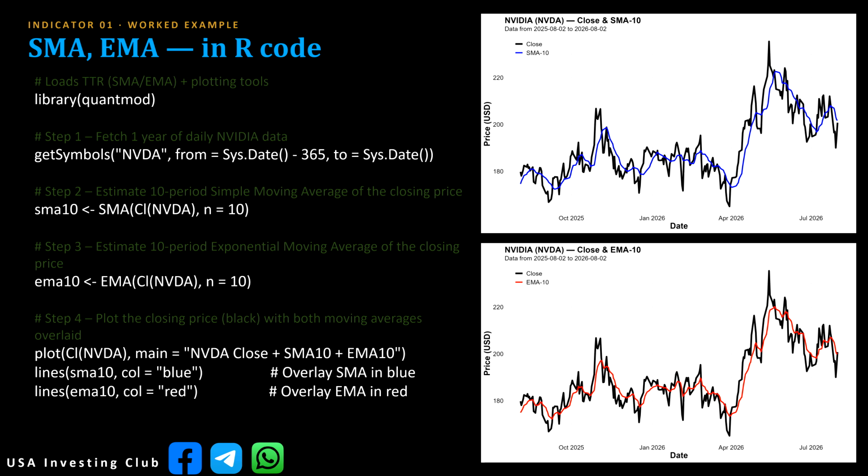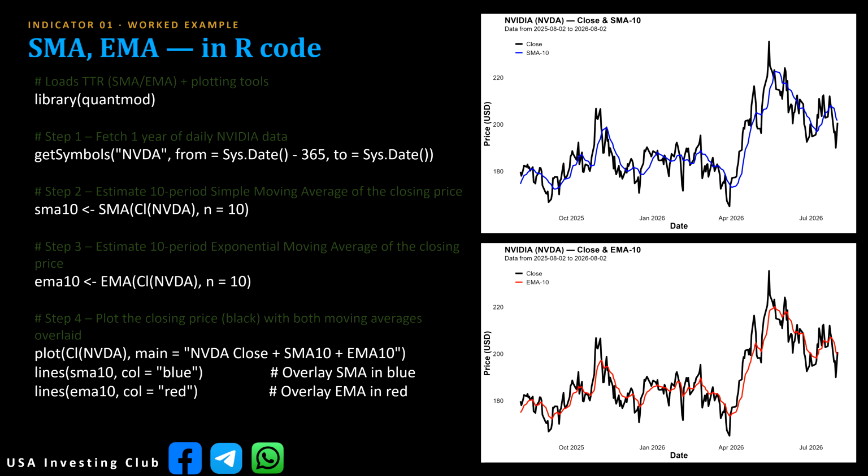Let's take a short but valuable detour into implementation, because you should never take a formula on faith. You should see it computed. Here's how you'd calculate both averages in R, using the QuantMod package. Step 1. We load the QuantMod library, which bundles the SMA and EMA functions along with plotting tools. Step 2. We fetch 1 year of daily price data for NVIDIA, from exactly 1 year before today's date up to today.